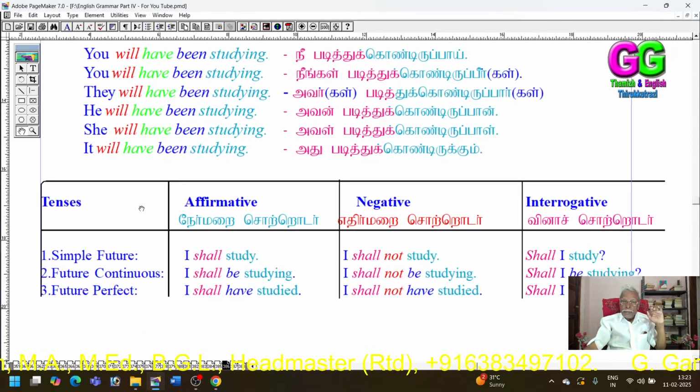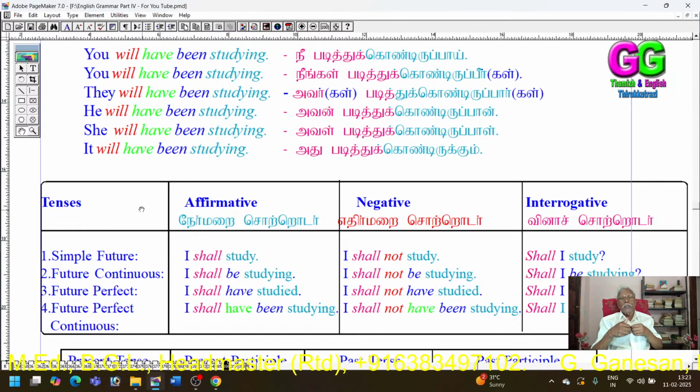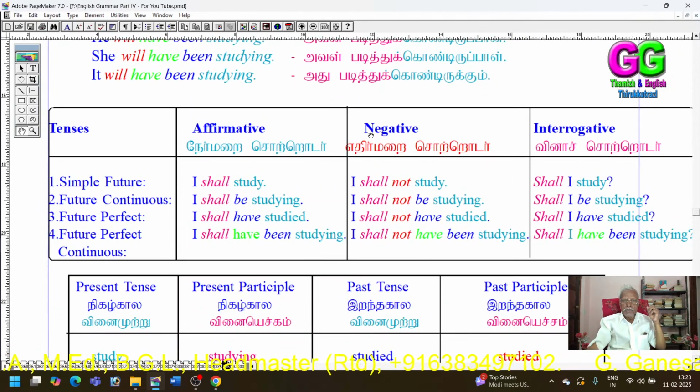My dear children, in all these four examples, I have given you only the affirmative forms. So you have to know also the negative and interrogative forms of the same sentence, of the same pattern. Affirmative, negative, interrogative. For first person singular alone, I have given here.